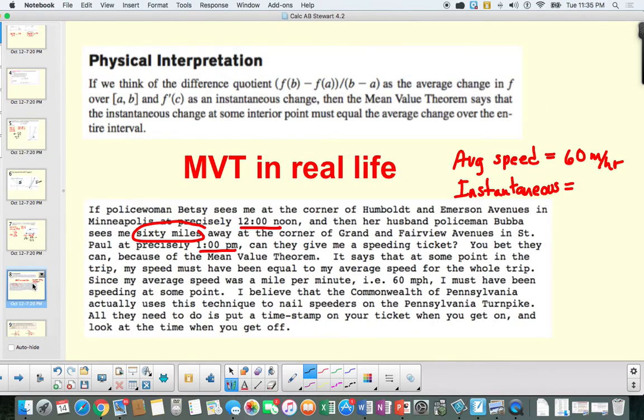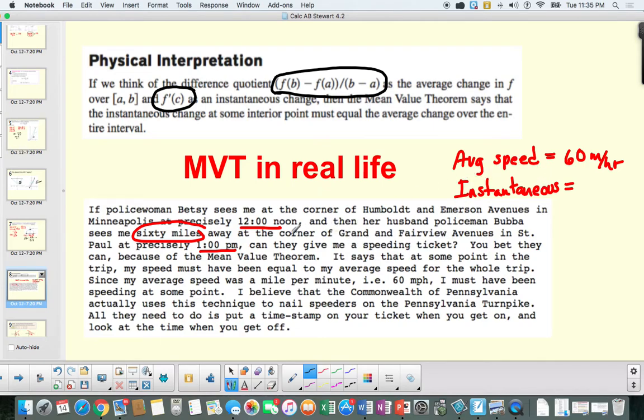Okay, so the MVT in real life. Remember that the physical interpretation is that this represents the average rate of change, this represents the instantaneous rate of change, and we're looking to set these two equal as long as we have continuity and differentiability. Okay, if policewoman Betsy sees me at a corner in Minneapolis at noon, and then her husband policeman Bubba sees me 60 miles away at another corner at precisely 1 p.m., can they give me a speeding ticket?